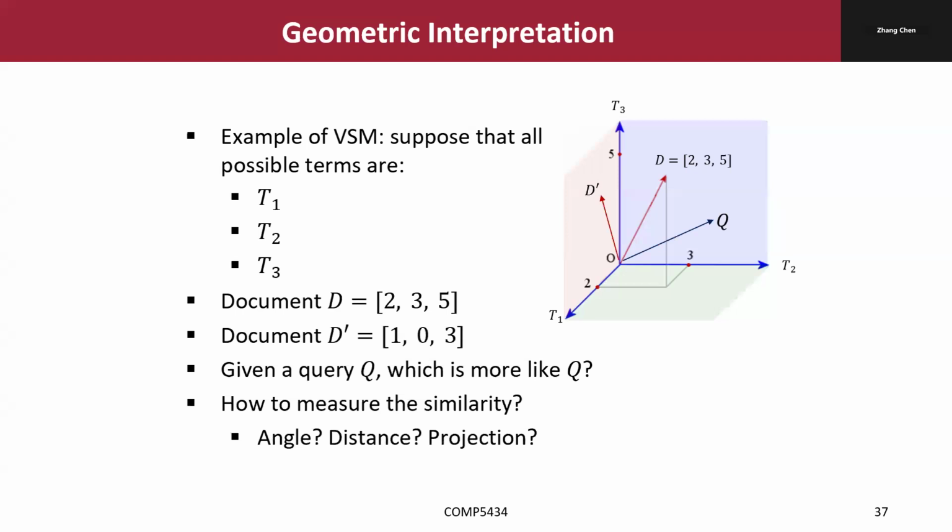So, for example, think about when we have a query Q. Which one is more like Q? We can compute, right? D or D prime. We can draw both documents as arrows starting from the origin, and then we have a query Q here. And to answer the question, we need a way to measure the similarity between the vectors. Of course, there are many ways to do that, like the distance, angle, projection.